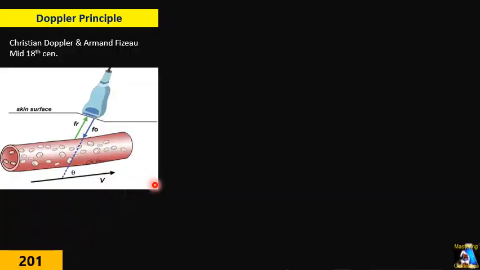In the mid 18th century, the Austrian mathematician and physicist Christian Doppler, and a few years later the French physicist Armand Fizeau, found a specific behavior of sound that nowadays we call Doppler. In this principle, when an object moves, the front of the object creates a high frequency sound, and behind that object it creates a lower frequency.